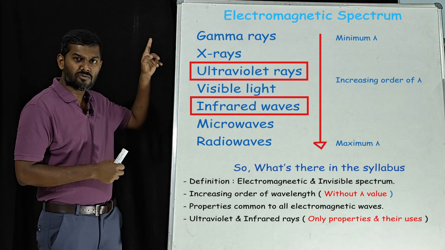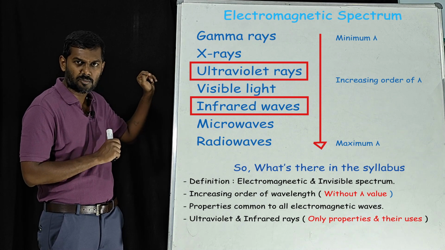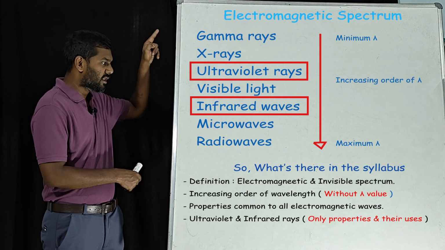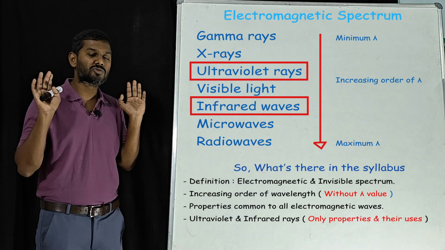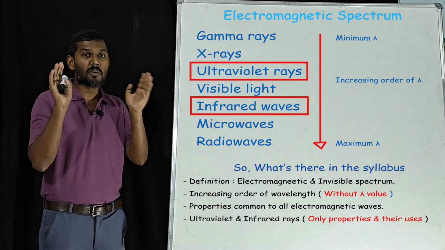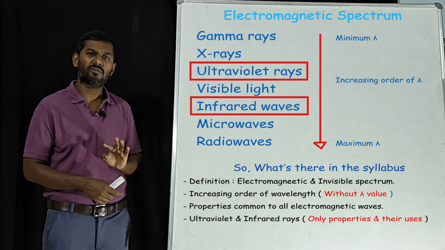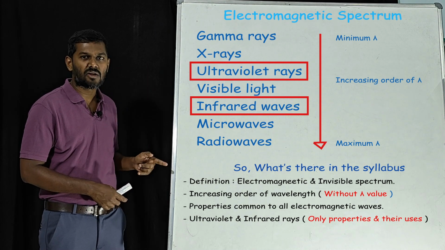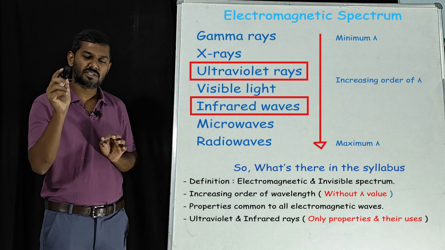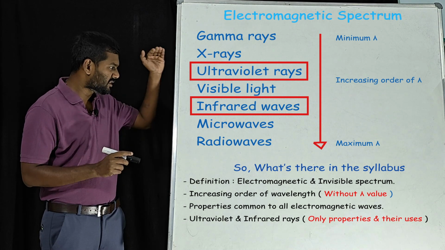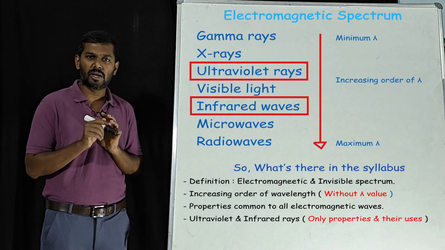So we are going to see from the beginning. I'll tell you the definition of electromagnetic spectrum, electromagnetic radiation. Then this order of increasing wavelength, without values; you are not going to remember any value. You just need to know this increasing order of wavelength. See, increasing order of wavelength is nothing but decreasing order of frequency, because wavelength and frequency are inversely proportional. Then only two things we are going to learn: infrared and UV radiations.